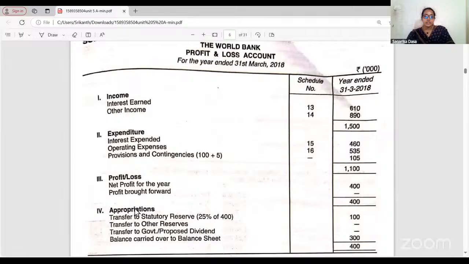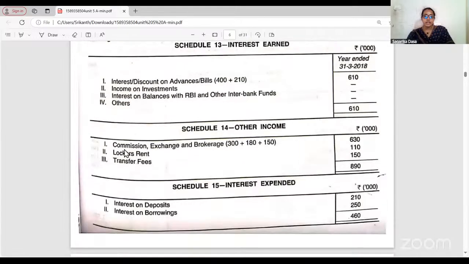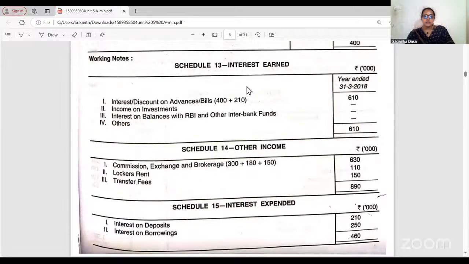Now let us see the problem. As you can see, the pro forma is the same. No change in the pro forma, only the adjustments will change. Now schedule 13, interest earned. Interest and discount is 400 plus 210, which is 610. That will become your total of schedule 13.